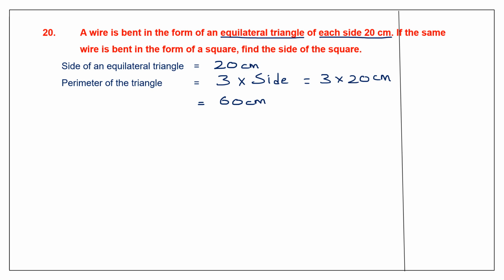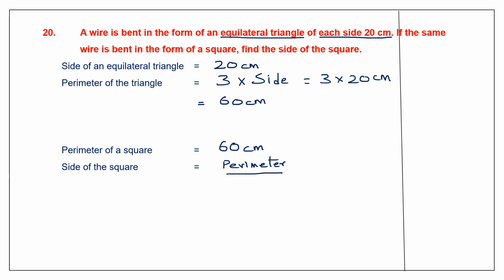Now, since it's the same wire bent in the form of a square, the perimeter of the square also will be the same. So let's begin with that. The perimeter of the square is 60 centimeters. It's the same as the perimeter of the triangle. So to find the side of a square, we write perimeter divided by the number of sides. And how many sides does a square have? 4 equal sides. So 60 centimeters divided by 4.